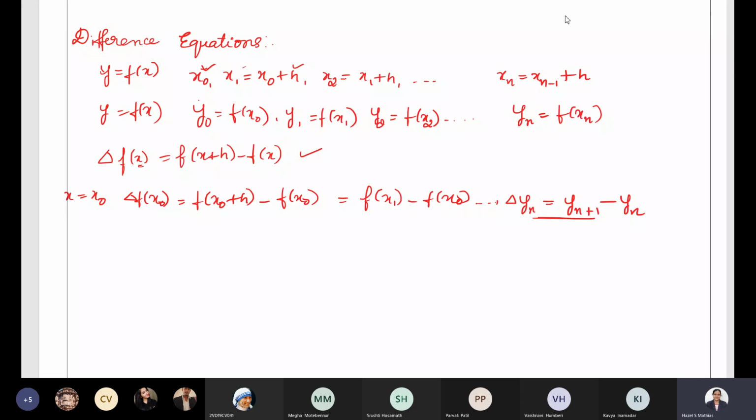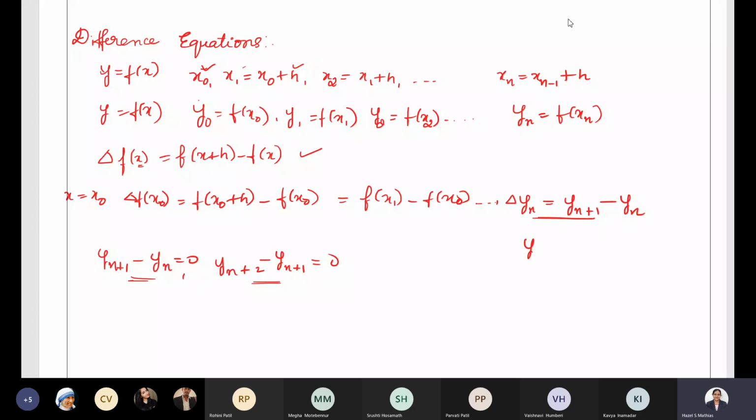When we continue like this, we will get equations of the form yn plus 1 minus yn, yn plus 2 minus yn plus 1 equal to 0. So we are getting the difference between the two terms. These kinds of equations are known as difference equations.